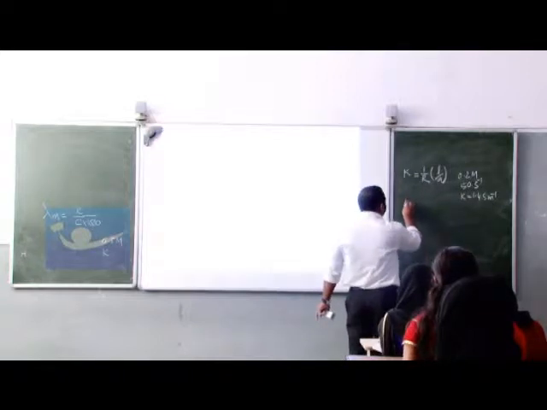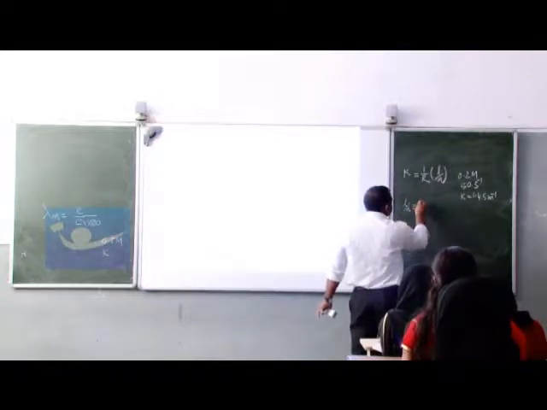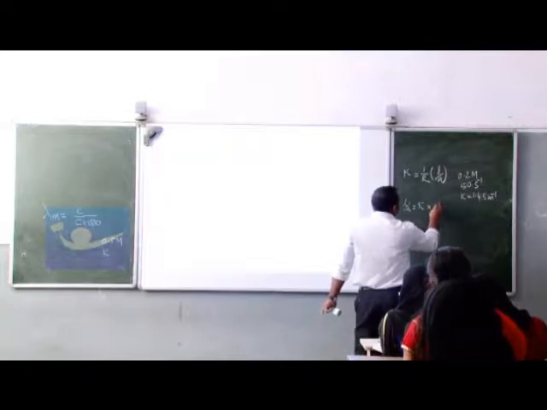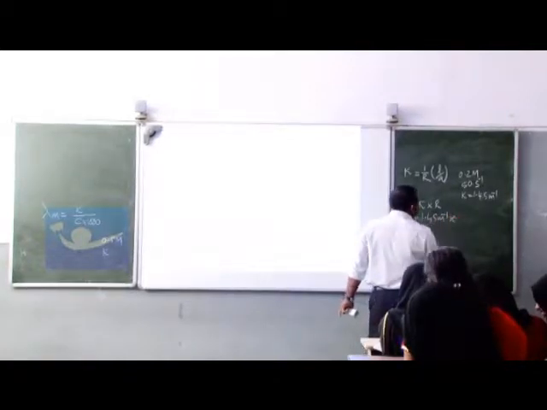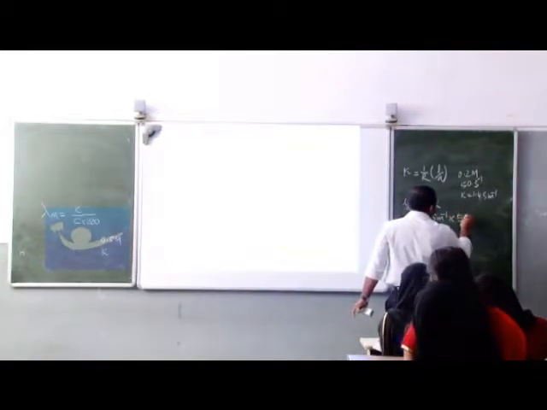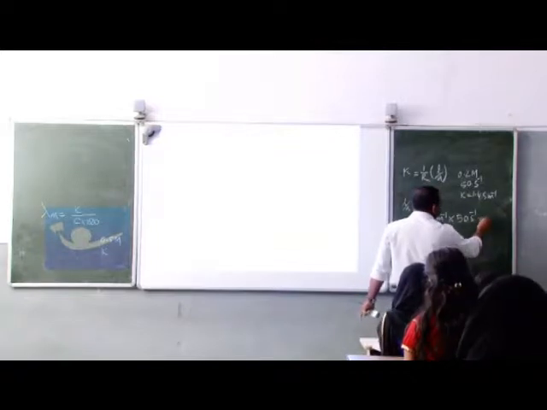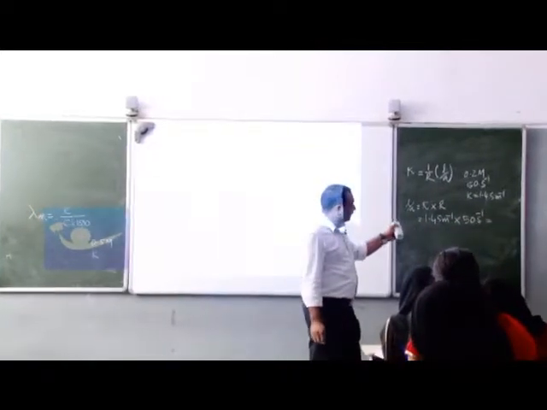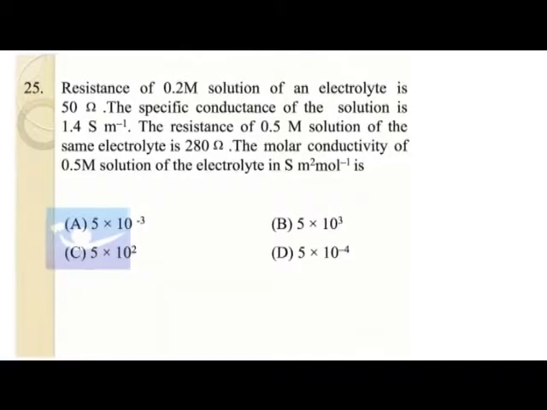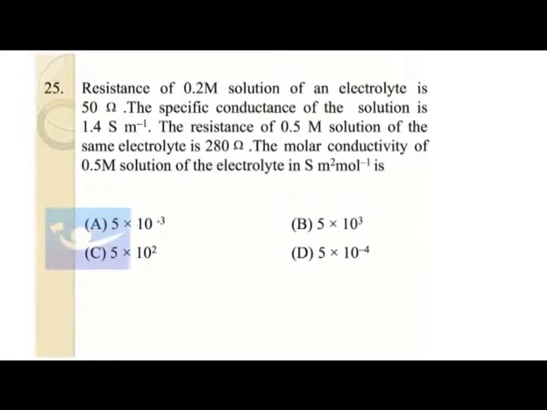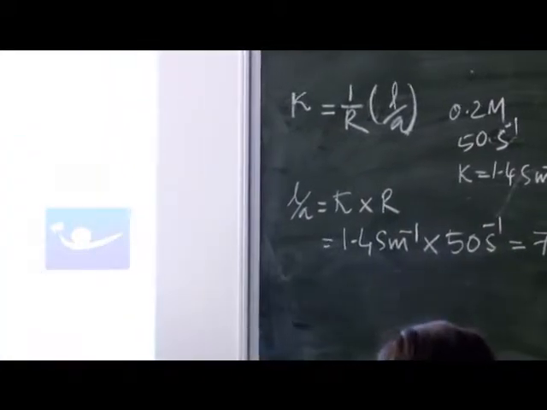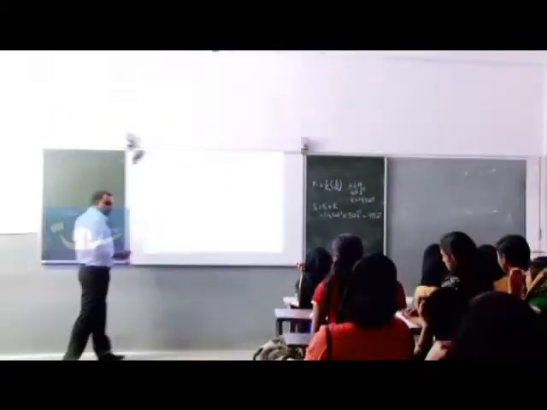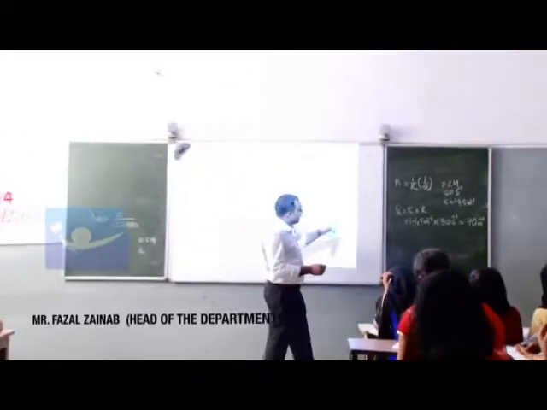So, L by A is equal to kappa into R, that is equal to 1.4 Siemens per meter into what is R? 50 per C, right? Then what is the answer? 50 into 1.4? 70 per meter, right? Now you have to find out this kappa. To find out kappa, what you require?